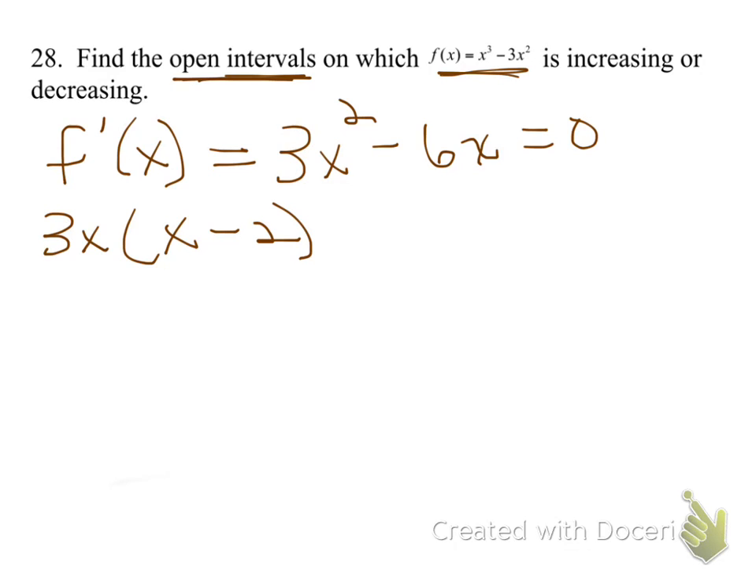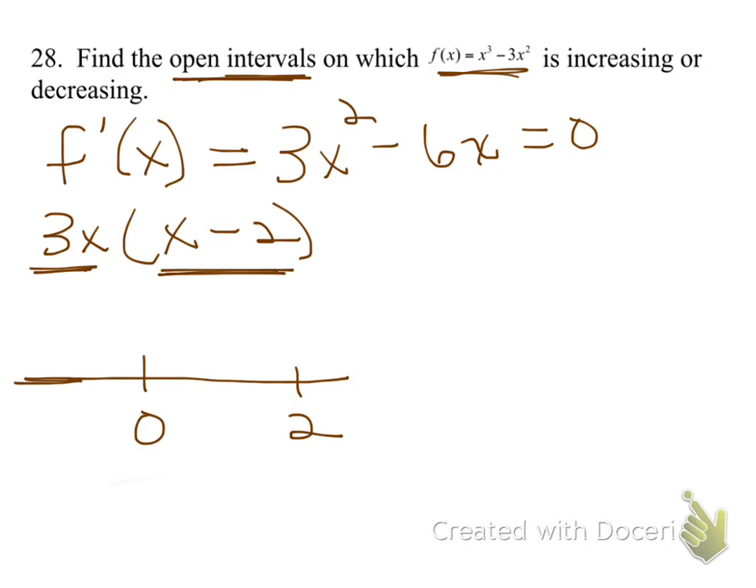So my critical values, setting each factor to 0. This factor gives me an x of 0. This factor gives me an x of 2. So set up your sign chart, go from left to right, and I'm going to evaluate my sign chart to the left of 0. So I'm looking at f prime of x. I'm looking at f of x down here.